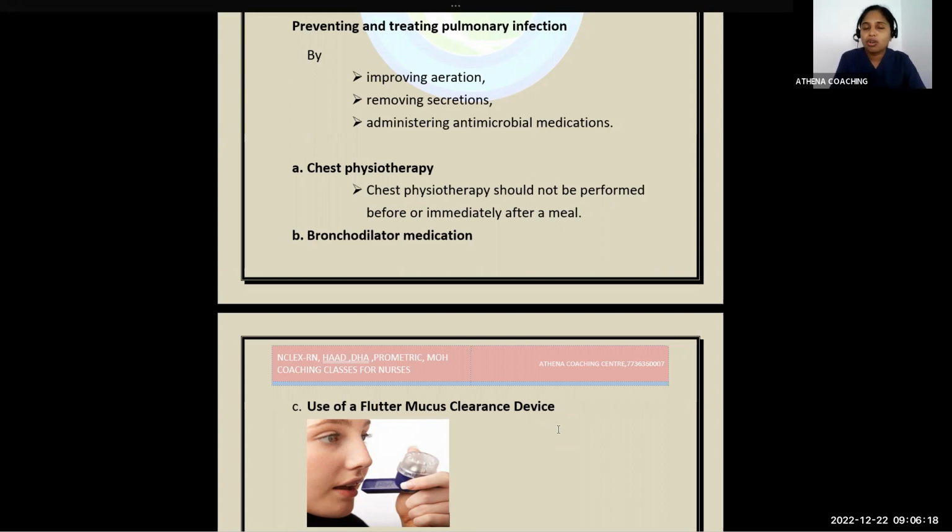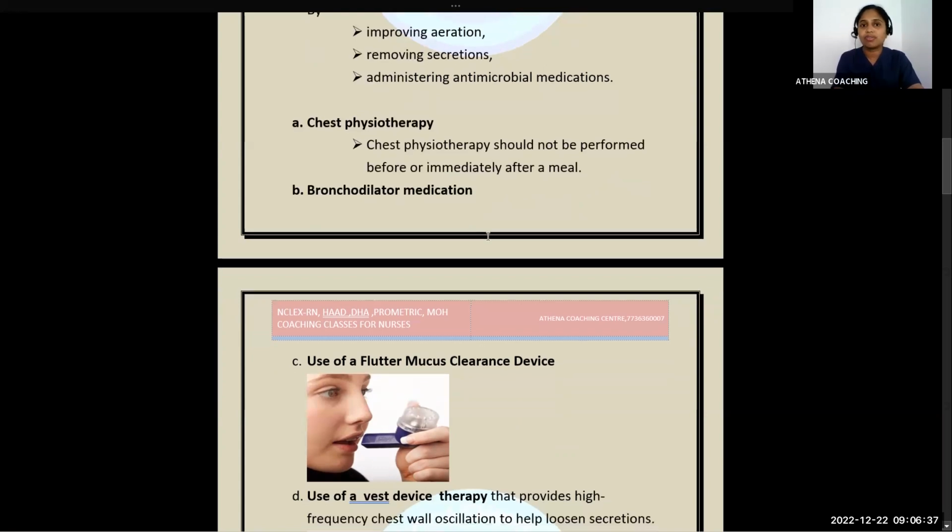See, for all of your nursing exam, you may get questions related with all these points. Okay, so because this is a nursing management. Clear? And next is bronchodilator medications. Why is it important? When you administer bronchodilators, it always dilates the bronchus, so that enhances easy movement of oxygen.